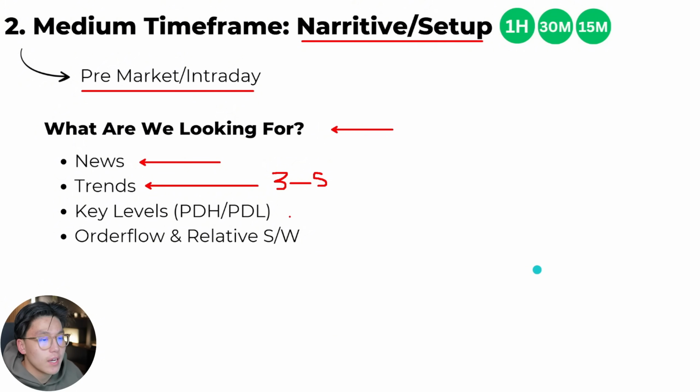Next, I'm identifying key levels. Really just old highs, old lows, or previous day highs, previous day lows. These levels are the levels that I use every single day. They're just the exact same levels over and over again.